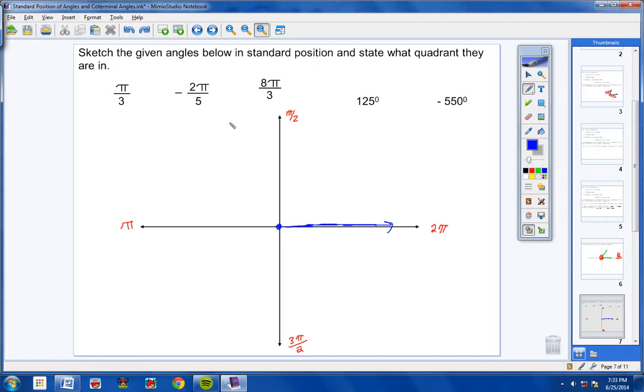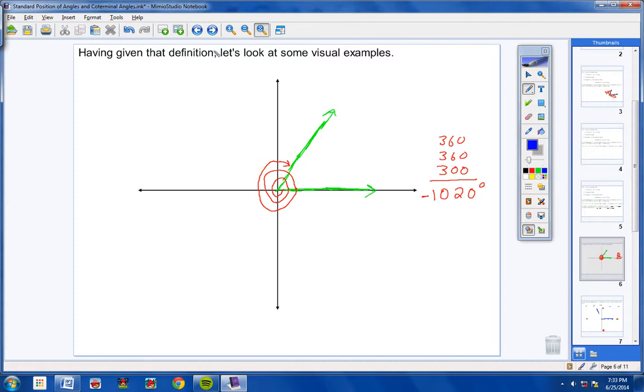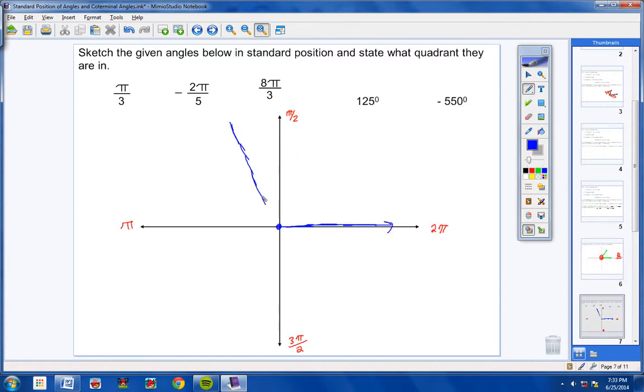So I guess I'm going to draw it just about here. I'm estimating, and on a test or a quiz, that would totally be sufficient. Okay, so there we go. And so we're going to go ahead and put our initial side here, rotating to here, and there we go. We just drew 125 degrees in standard position. Okay, let's go ahead and take a look now at negative 550, and we'll move on to something else.